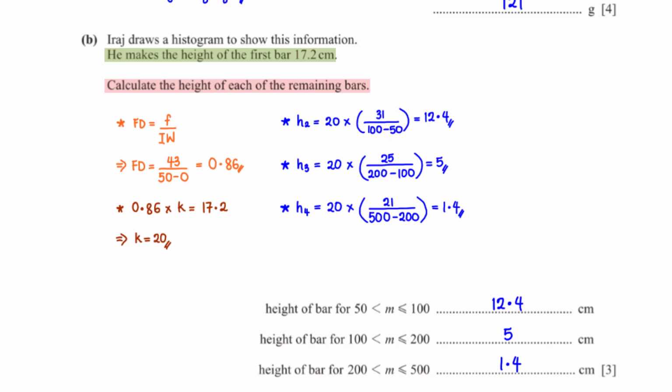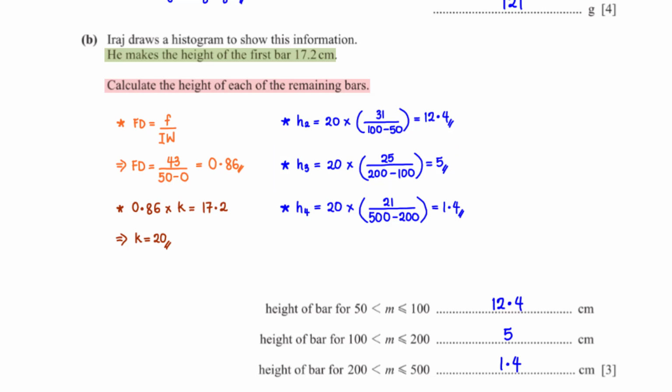So for the interval m is greater than 50 and less than or equal to 100, its height will be 20 times the frequency density, which is 31 divided by 100 minus 50. This gives us 12.4 centimeters. For the interval m is greater than 100 and less than or equal to 200, its height will be 20 times the frequency density, which is 25 divided by 200 minus 100. This gives us 5 centimeters.